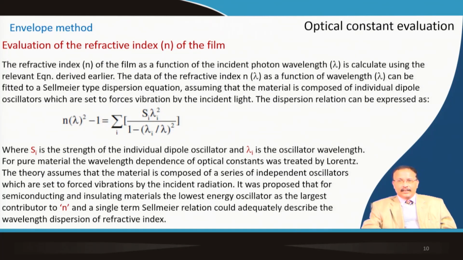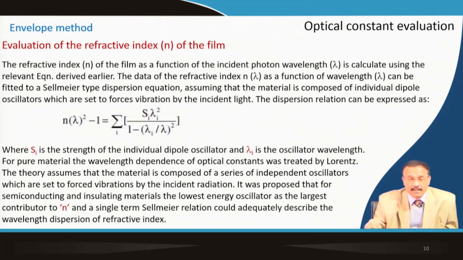Now, you can estimate the variation of the refractive index as a function of the wavelength in a series of wavelengths in the optical region, where the transmittance is either in the middle range or in a high transmission range. It is not applicable to the absorbing range. So, you can calculate the value of n from this empirical relation as a function of lambda. The refractive index of the film as a function of the incident photon wavelength is calculated using the relevant relation that I already have shown.